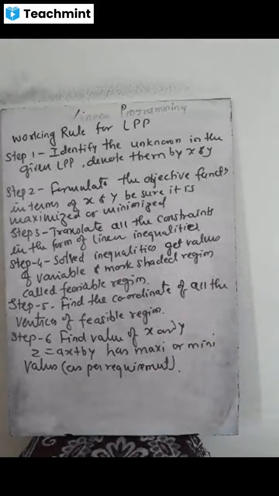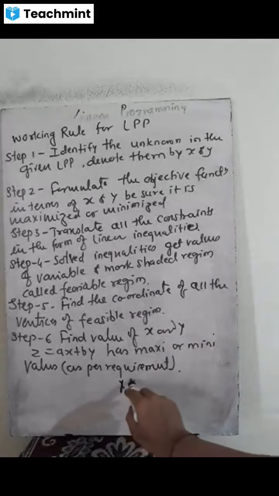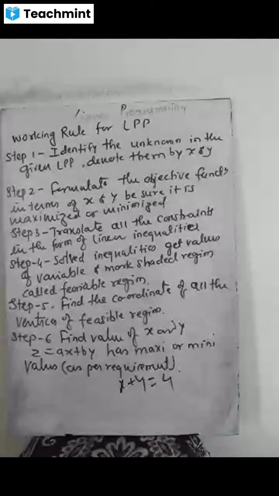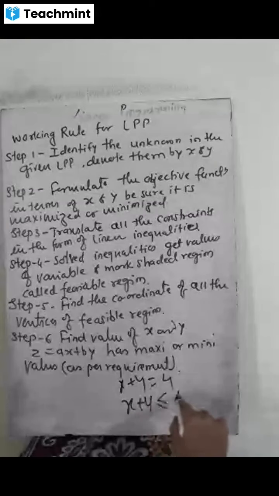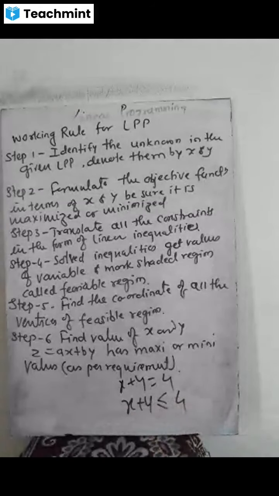So all of you know the meaning of inequality. Now suppose I put here x plus y is equal to 4. This is called an equation. But if I put x plus y is less than or equal to 4, this is called an inequality. So when it is not completely equal, we call it an inequality.